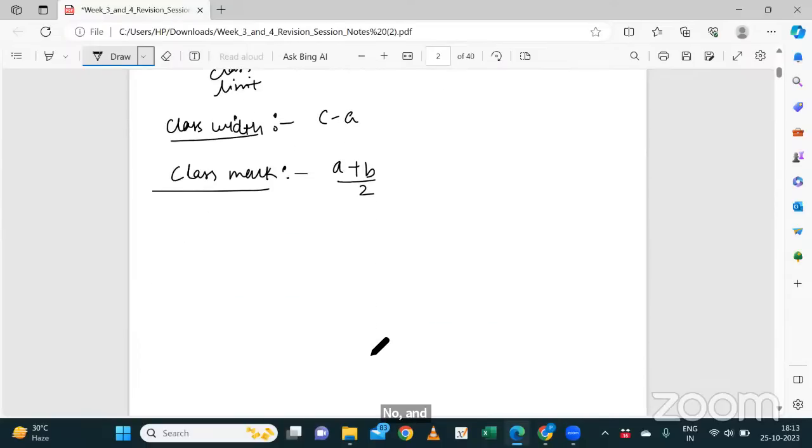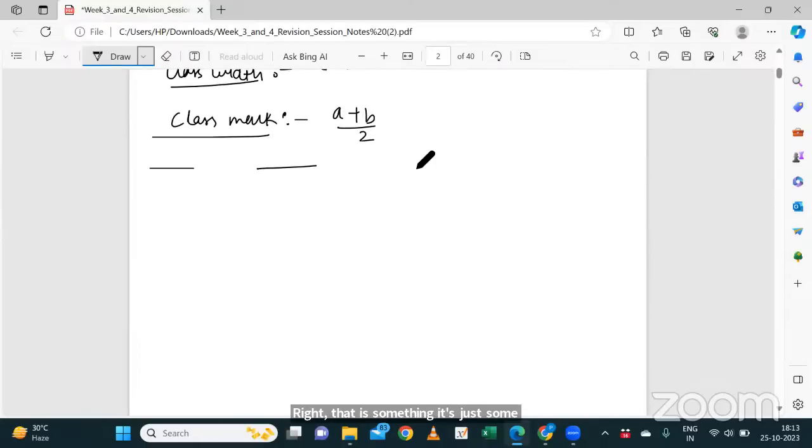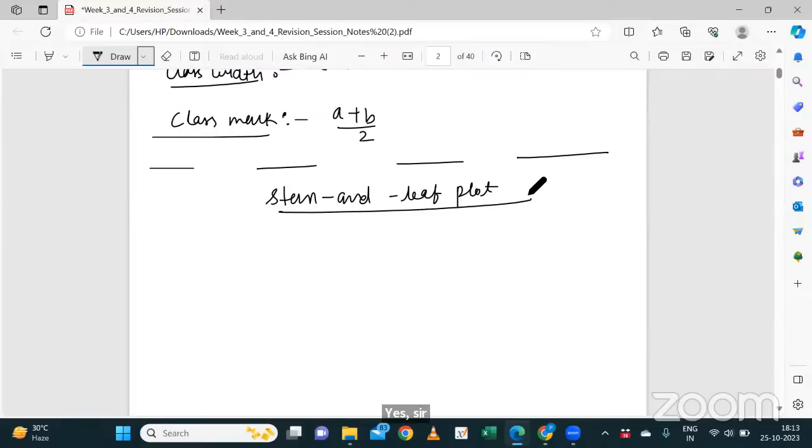Now let's move to something called the stem and leaf plot. In a stem and leaf plot, each observation is separated into two parts. The first part is called the stem and the second part is called the leaf. Let me clarify. Suppose I want to represent 75. I can make a stem and a leaf, so it will be 7 in the stem and 5 in the leaf.